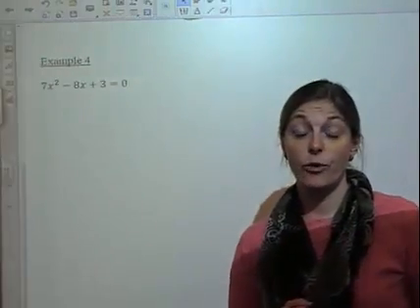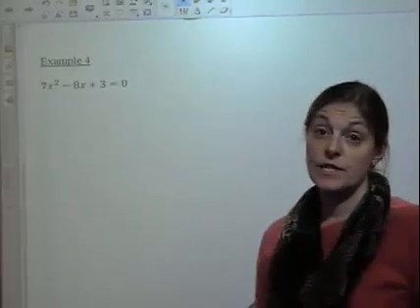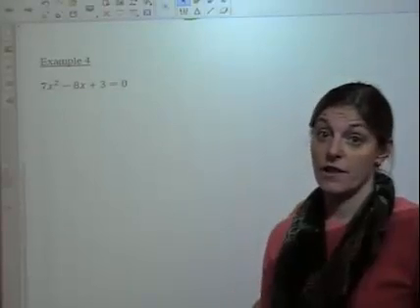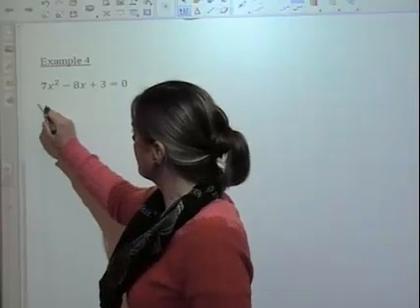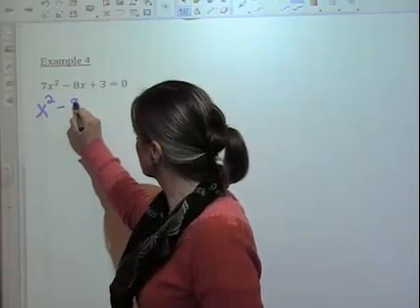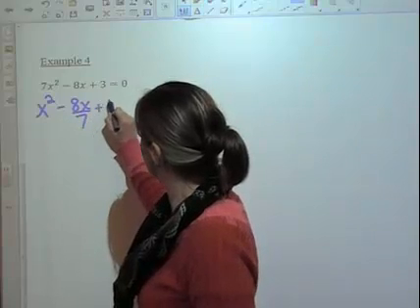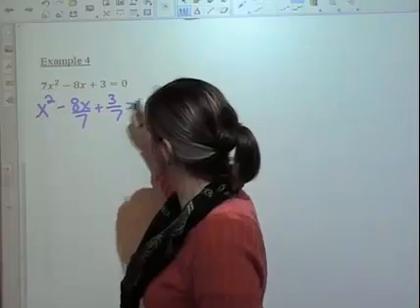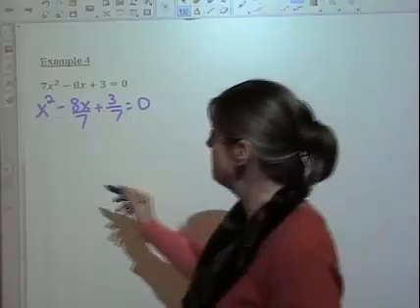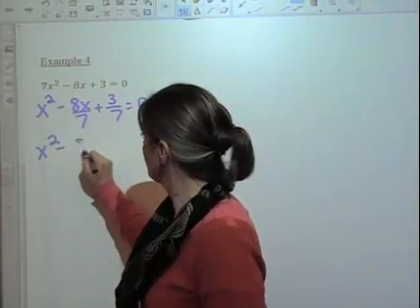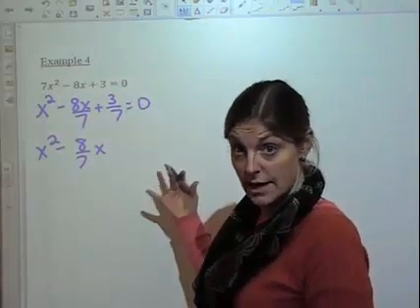Now let's try example 4. It's a little bit different from example 3 because now we have a leading coefficient. So the first step we want to do is divide everything by that leading coefficient. So we divide everything by 7. Okay. Then we want to get this number to the other side, so we subtract it. Rewrite that as x, or 8 over 7 times x.